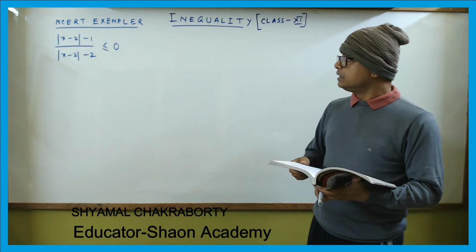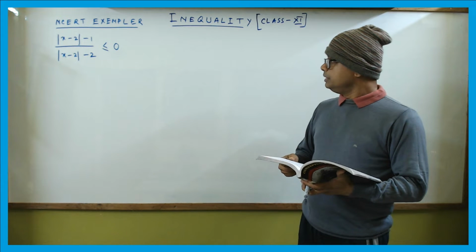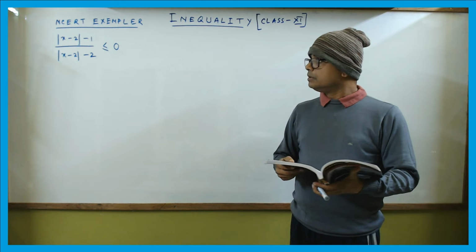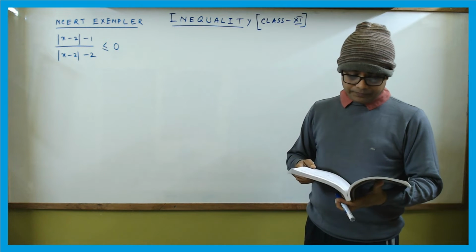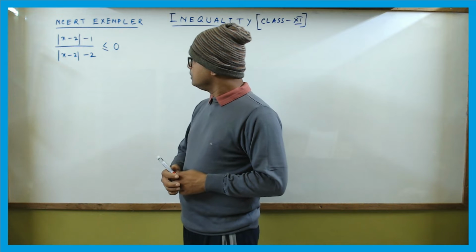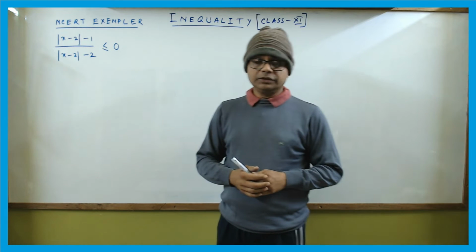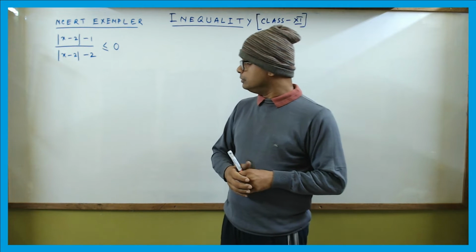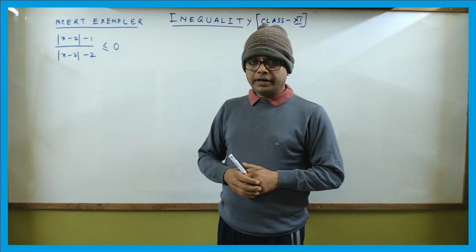A very interesting sum on inequality of class 11 from NCERT exemplar. Mod of x minus 2 minus 1 over mod of x minus 2 minus 2 is less than or equal to 0. We have to find the solution here.